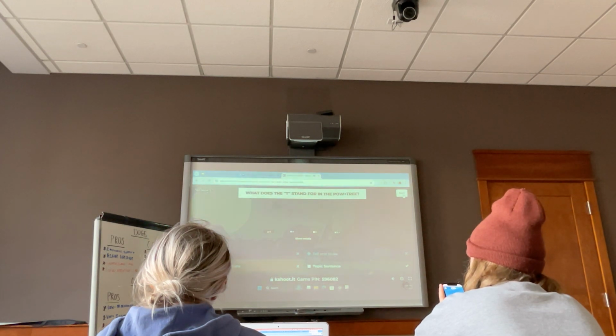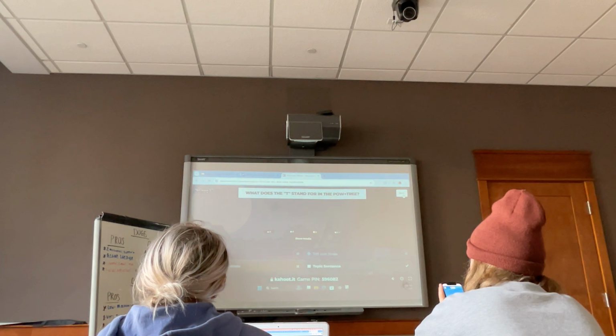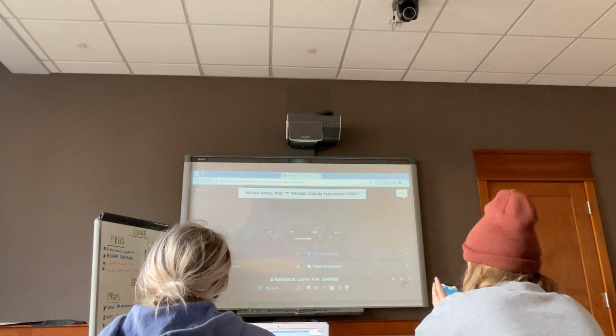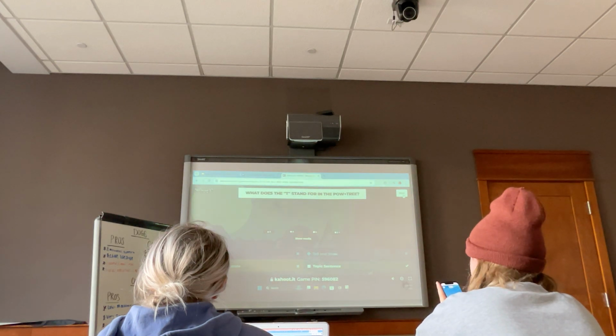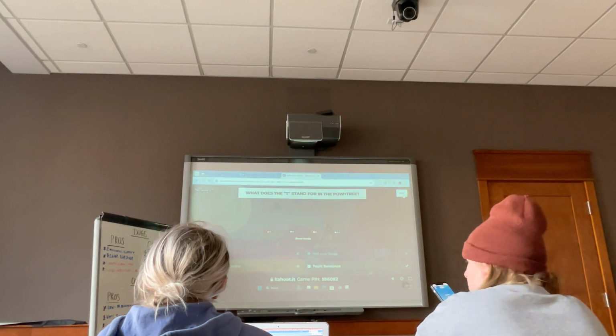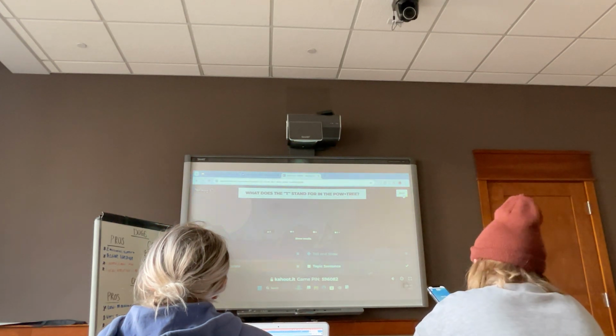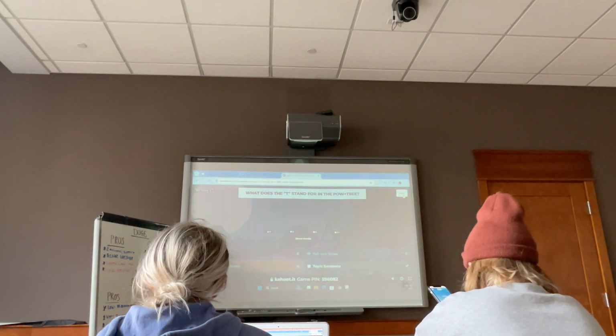What does the T stand for in the POW plus tree? Beautiful. Topic sentence. So, the T in the POW plus tree stands for topic sentence. A topic sentence is, I believe that dogs are great because they are affectionate. That is my topic sentence, and I'm going to write based off of that. Great job.